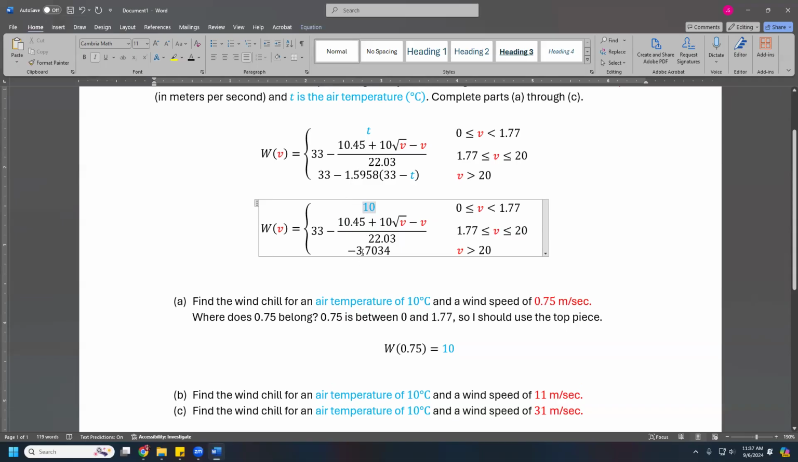My last piece is just this negative 3.7 number. It's my middle piece. That's the spooky one. Okay. So let's take a look at part B.